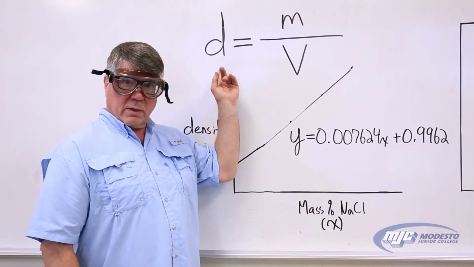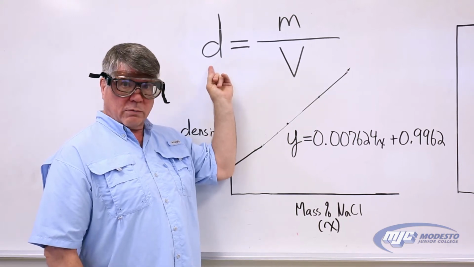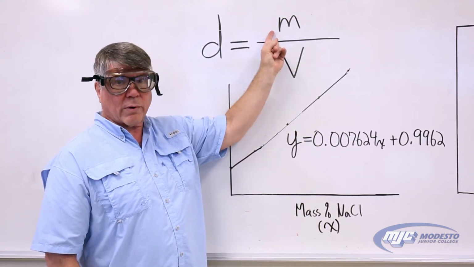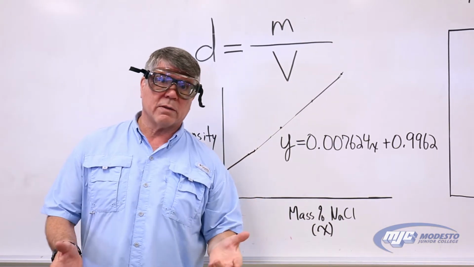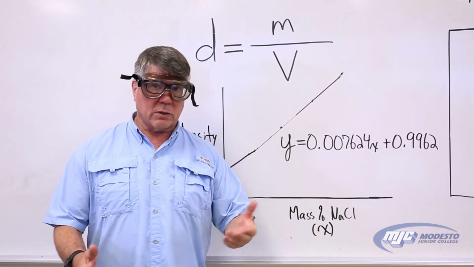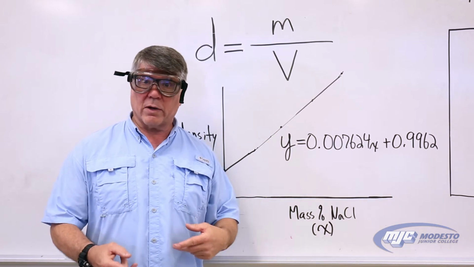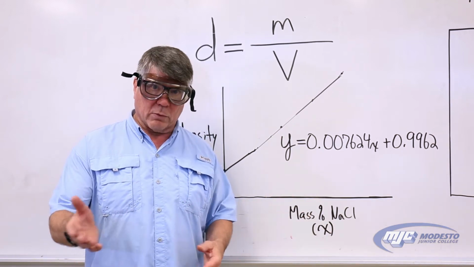The formula for density is D, which stands for density, is equal to mass, we write M for that, divided by the volume, V. Which means if we want to find the density of some object, we need to know two values, the mass and the volume. And that's what we're doing in this experiment for the most part.